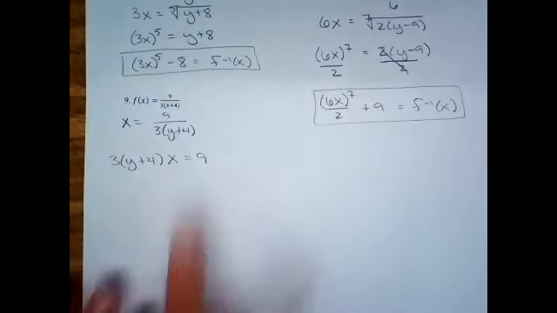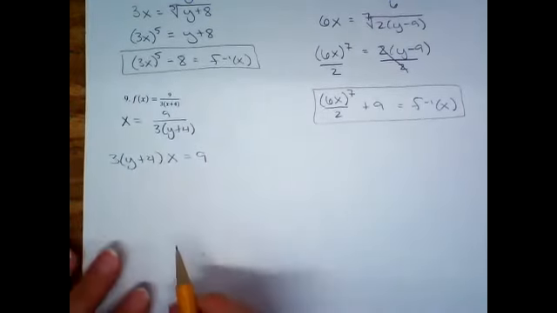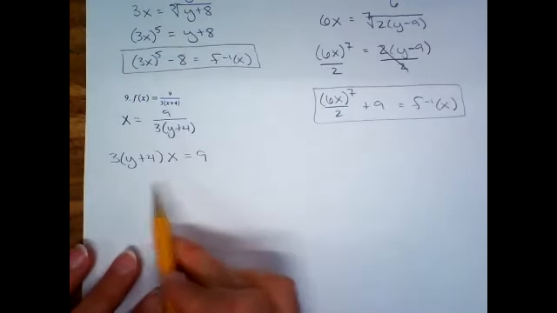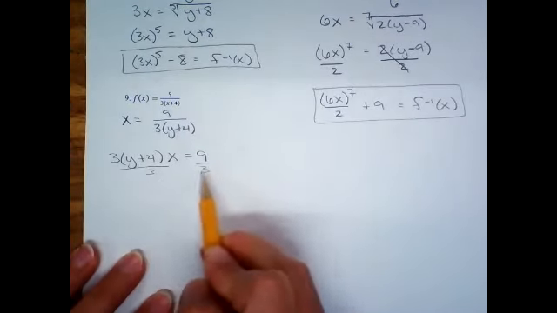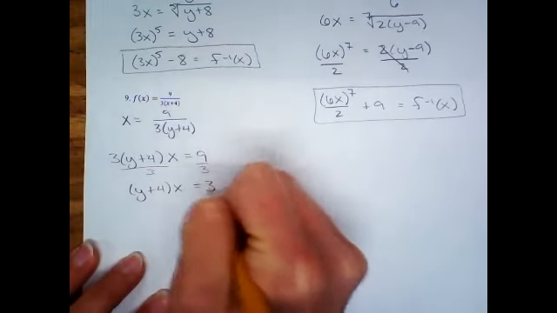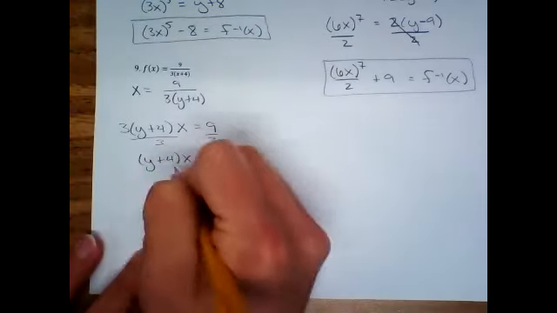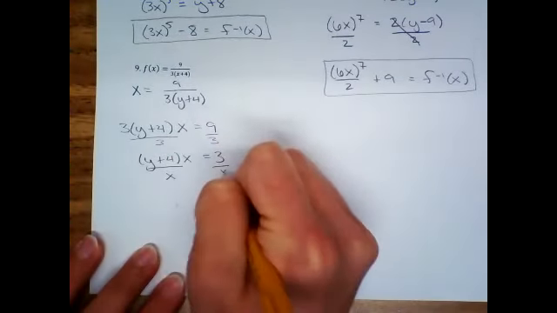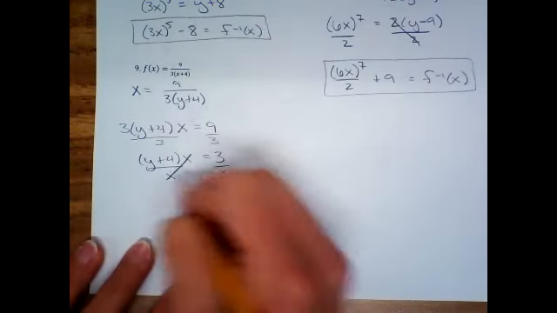Again, you're just moving stuff. We moved all of this over here. All right, then what? Divide by 3. All right, 9 divided by 3, we get 3. Divide by x. You get 3 over x, and then subtract 4.